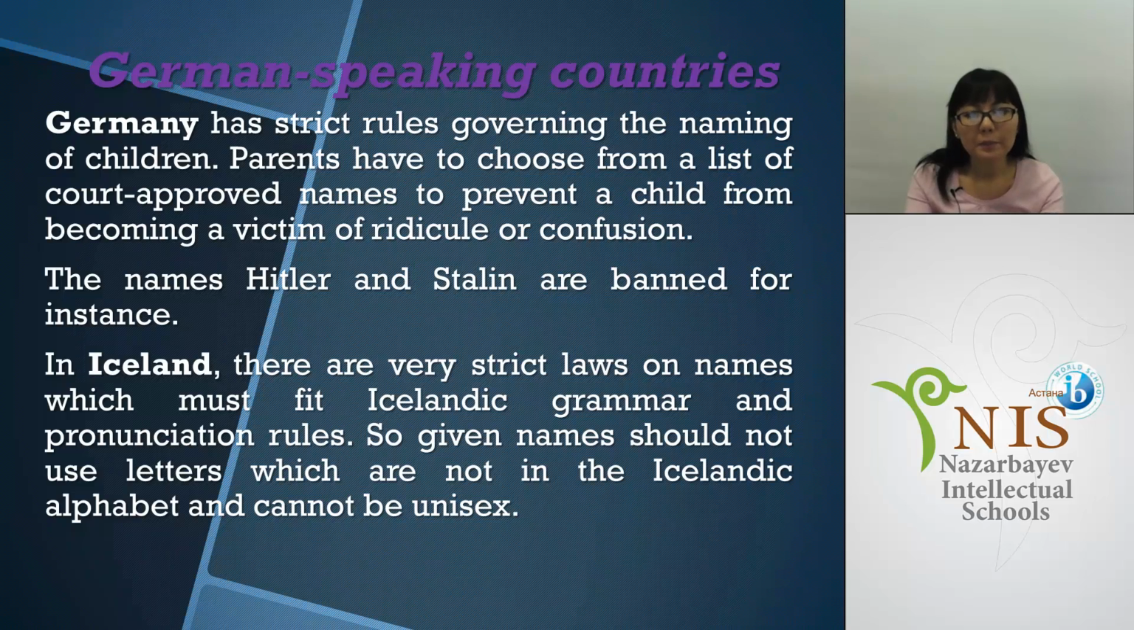If we talk about German-speaking countries, there is a strict rule governing the naming of children. Actually, parents have no choice outside a list of court-approved names, in order to prevent a child from becoming a victim of ridicule or confusion. So the names, for example, Hitler and Stalin are banned, and you won't find them in the list. A list of names is given to parents, and they choose the appropriate name for their child. In Iceland, there are very strict laws of naming children, because of their grammar and pronunciation rules. Given names shouldn't use letters which are not in the Icelandic alphabet, and they cannot be unisex. So it's very strictly followed.